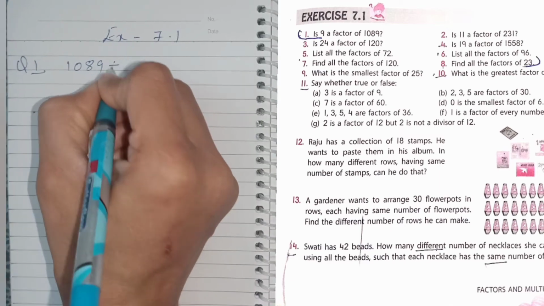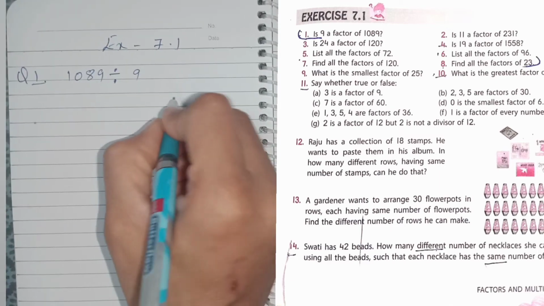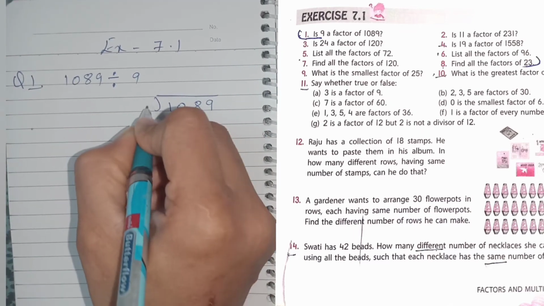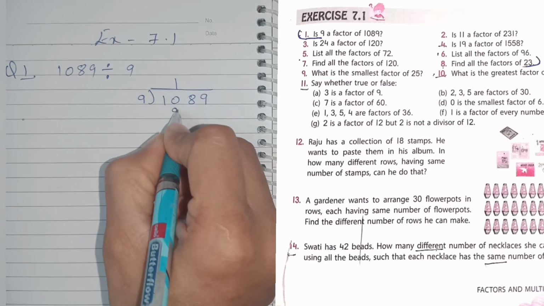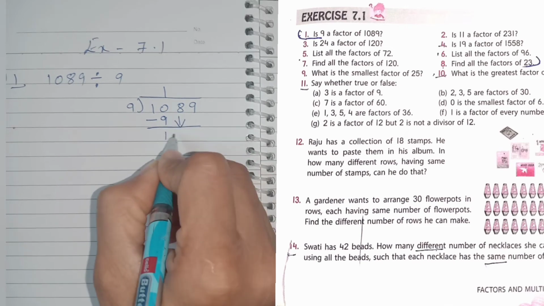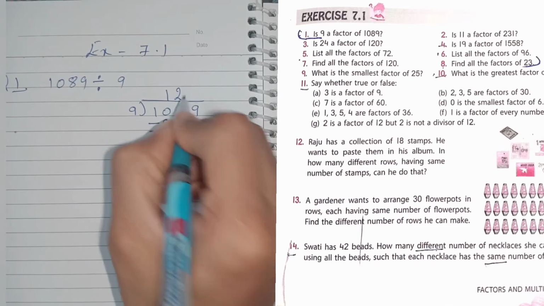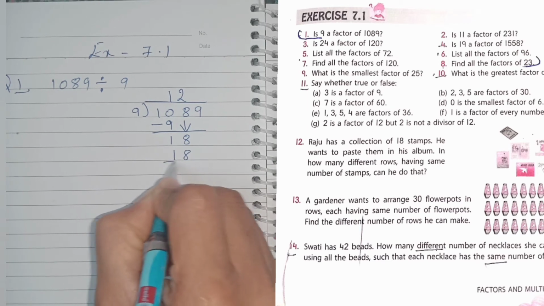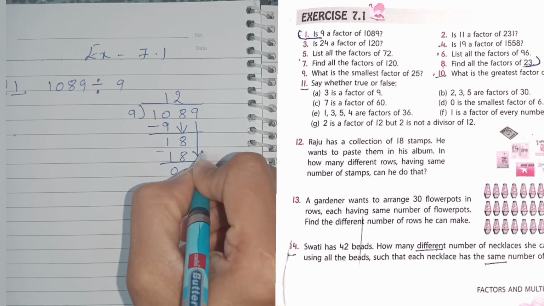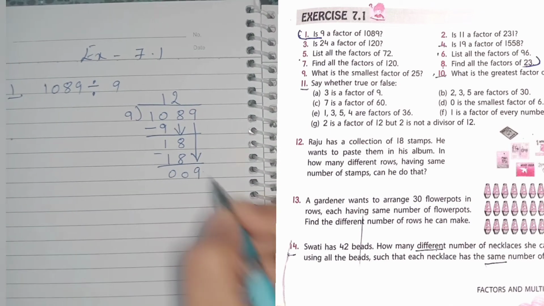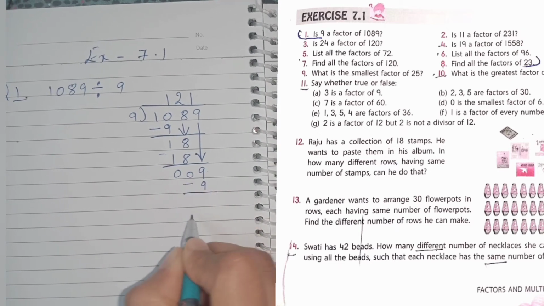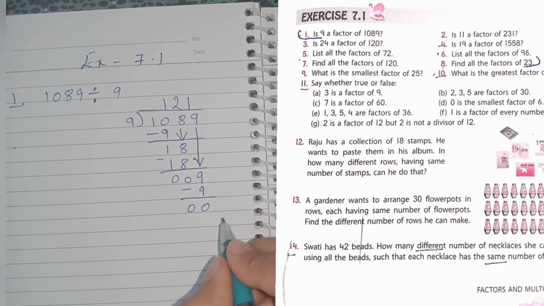Question number 1. Is 9 a factor of 1089? Question number 2. Is 11 a factor of 231? Question number 3. Is 24 a factor of 120? Question number 4. Is 19 a factor of 1558? So in all these 4 questions, you have to divide the bigger number by the smaller number and see if you get remainder as 0 or not. If you get 0 in the remainder, it means the smaller number is a factor of the bigger number.